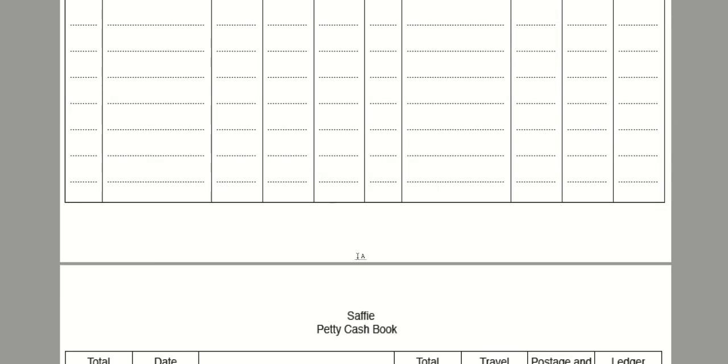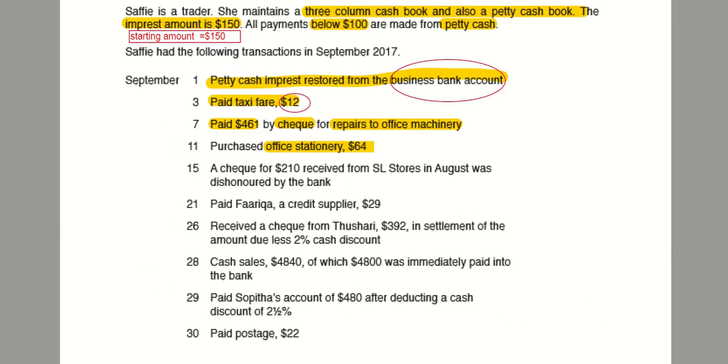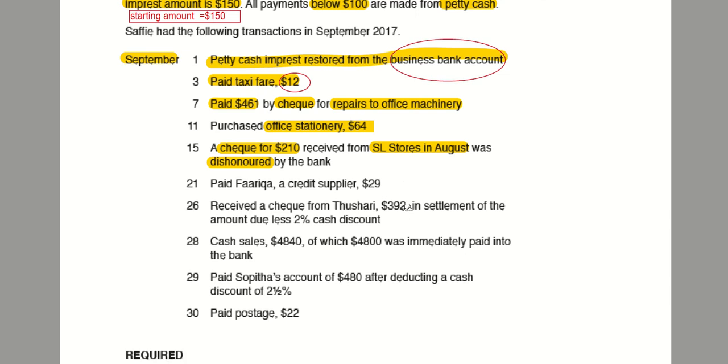The next one, a check of 210 received from SL Stores in August. We are dealing with the month of September, if you notice. So there is this check which was received last month from the customer called SL Stores, and now the bank has informed you that this check has been dishonored. So obviously this will go in the cash book, and you know, the dishonored checks go on the credit side of the cash book in the bank column.